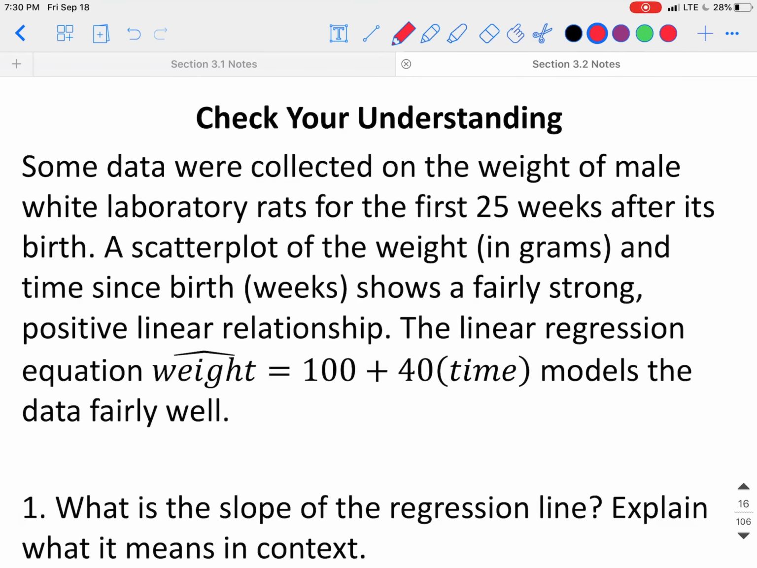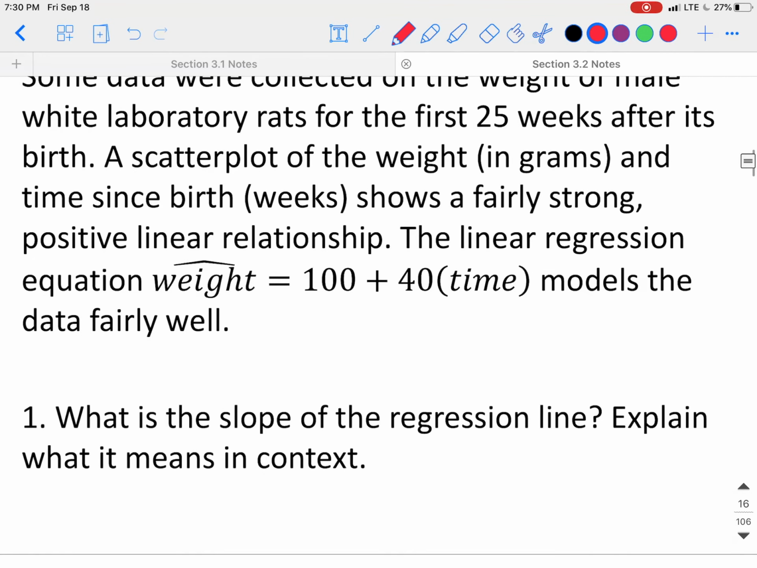So let's check our understanding. Some data were collected on the weights of male white laboratory rats for the first 25 weeks after their birth. A scatter plot of the weight in grams and time since birth in weeks shows a fairly strong positive linear relationship. The linear regression equation is that the predicted weight is equal to 100 plus 40 times the amount of time in weeks. What is the slope of the regression line, and explain what that means in context.